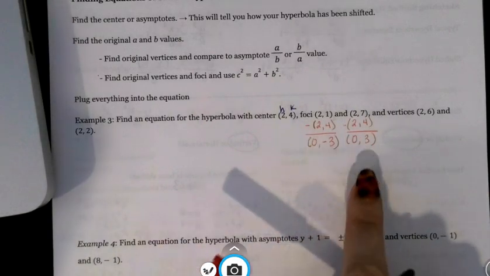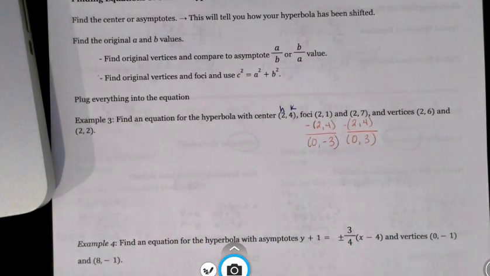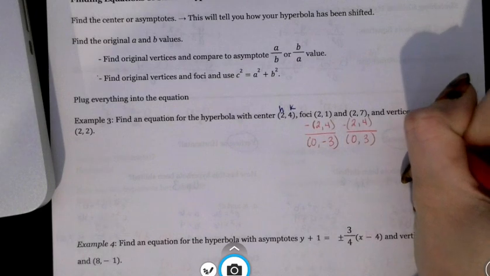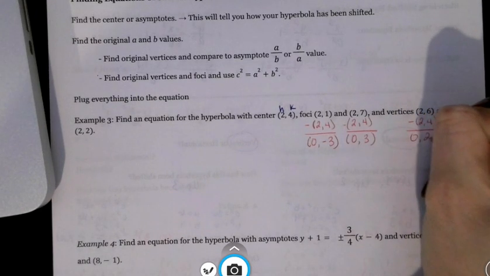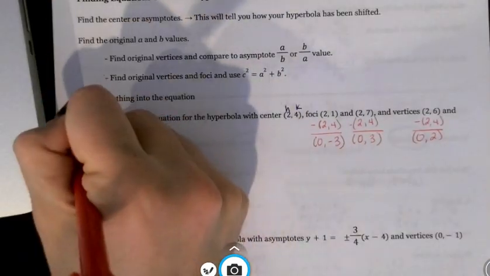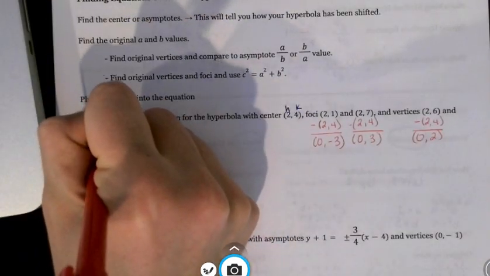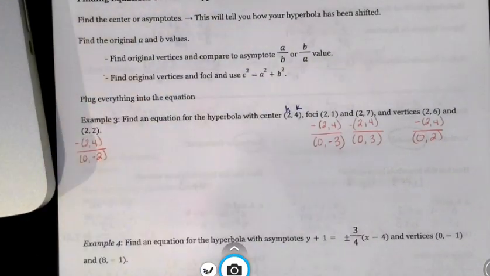It makes sense that they're both 3's, one positive and one negative, because we know for our foci it has to be positive and negative c. So I'm going to do the same thing for my vertices. I'm going to subtract 2, 4, so I get 0, 2. And then over here I'm going to subtract 2, 4, and I get 0, -2.